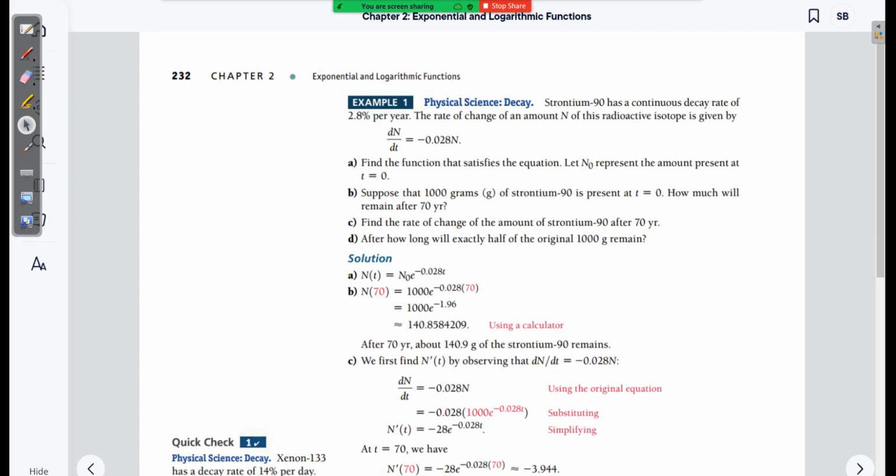So let's just start with the radioactive decay of strontium 90. Strontium 90 has a continuous decay rate of 2.8% per year. The rate of change of an, oh, maybe I should put the questions too, huh? Let's put these questions down here. There we go. Now we know what we're doing with this problem. The rate of change of an amount n of this radioactive isotope is given by dn over dt equals negative 0.028 n. Again, n is the function. So A, find the function that satisfies the equation.